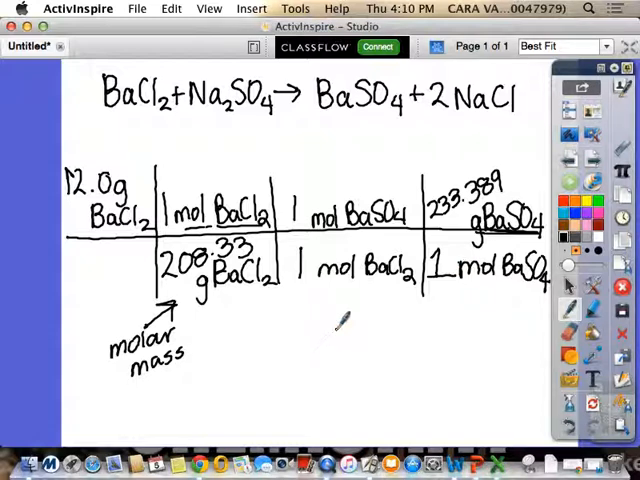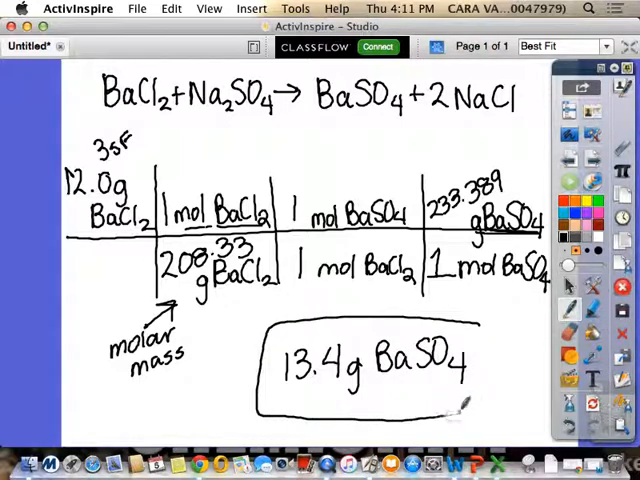If you pay attention here at the beginning, we had 12.0, which is 3 significant figures, so that means our answer needs to be 3 significant figures, which is where the 13.4 grams of barium sulfate comes from. If you did not get 13.4 grams of barium sulfate, go back and check your molar mass first, because more than likely you've miscalculated the molar mass in some way.